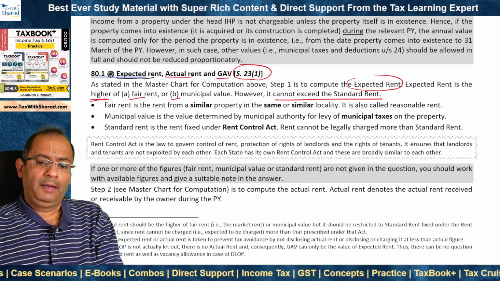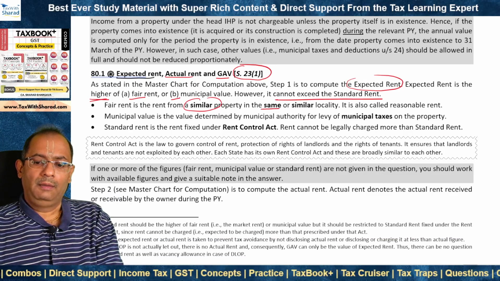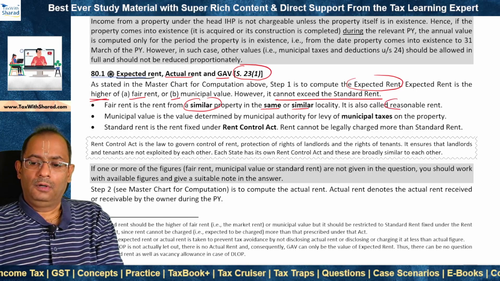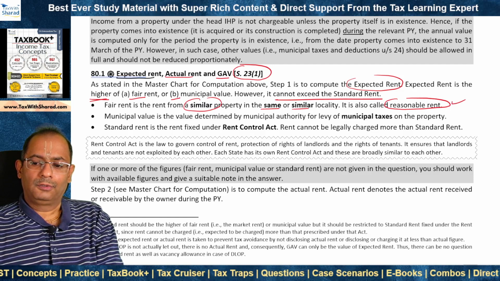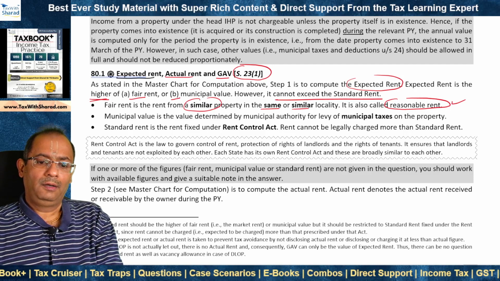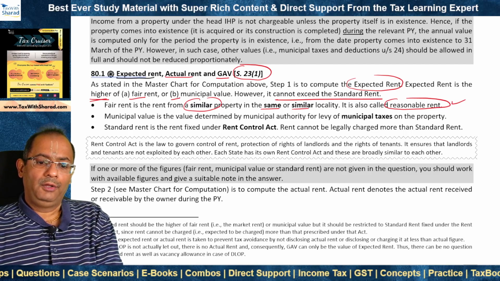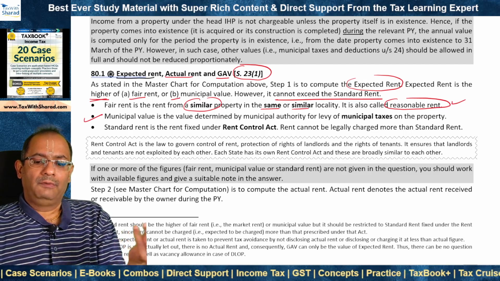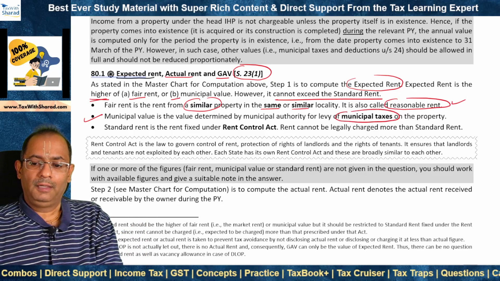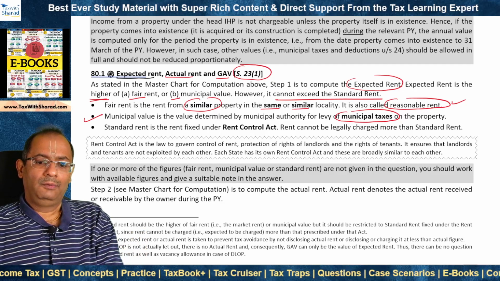Now what is fair rent? Fair rent is the rent from a similar property in the same or similar locality, and therefore it is also called reasonable rent. So the question may either refer to reasonable rent or fair rent. It means one and the same thing. What is municipal value? Municipal value is the value determined by the municipal authority for levy of municipal taxes.